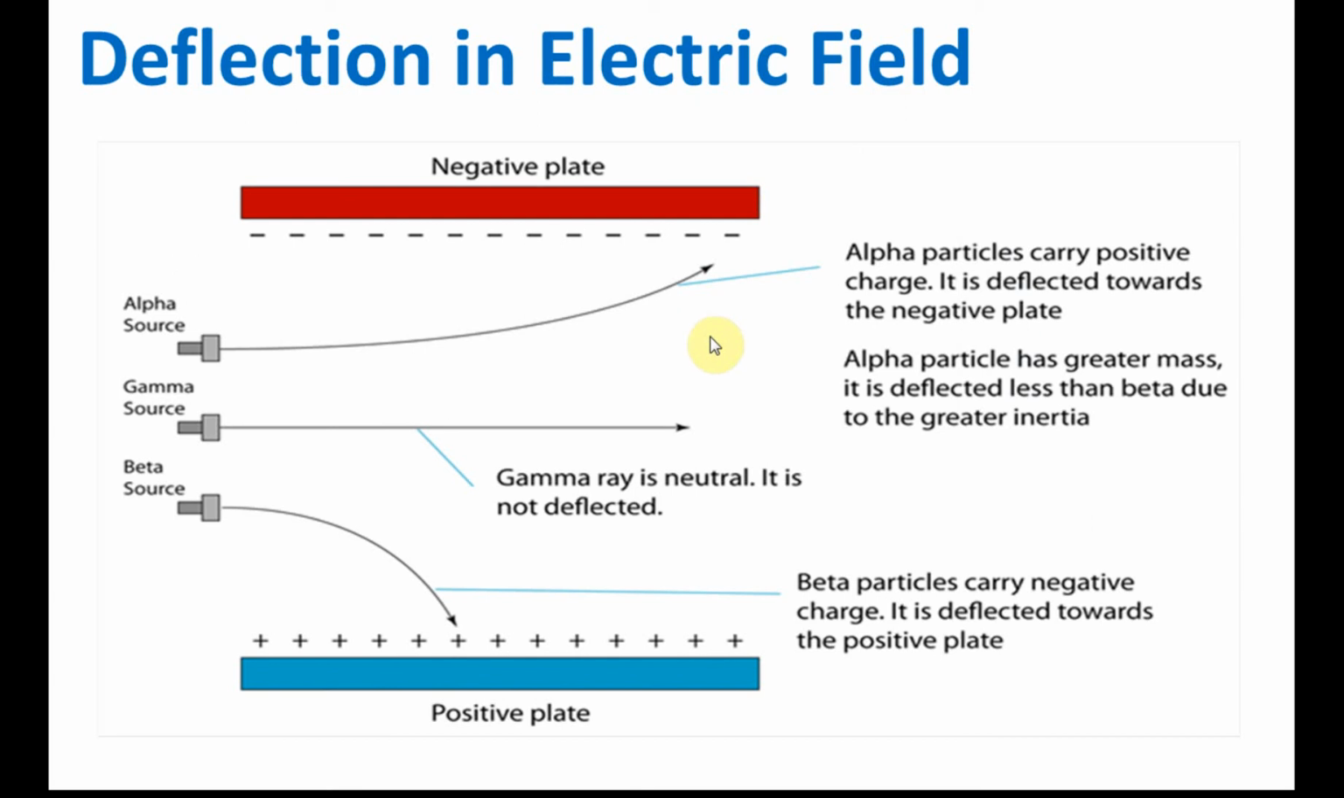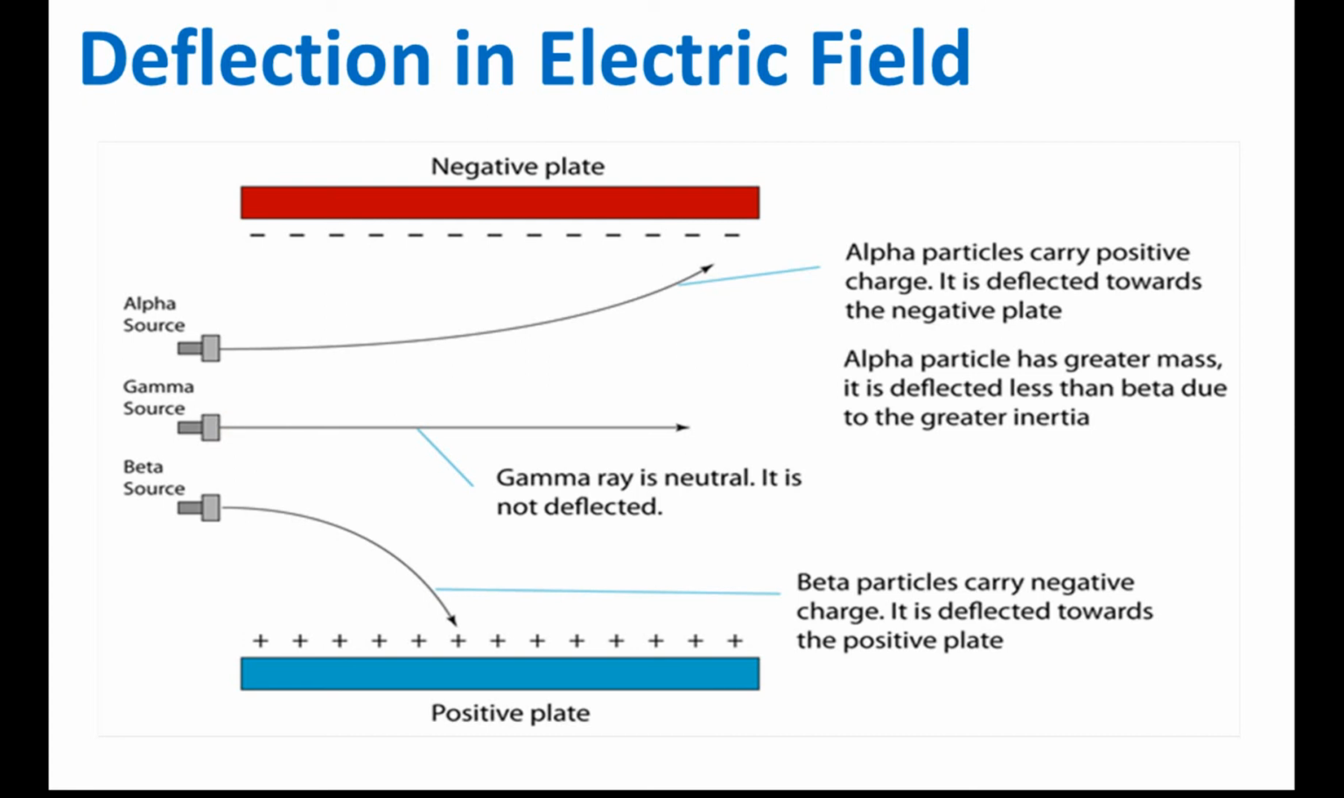Okay, deflections by electric field. Now this is related to the charge. Let's say we have a negative plate and a positive plate that create an electric field. Alpha carries positive charge, so it will be deflected towards the negative plate. Positive will be attracted to the negative plate. Beta has negative charge, so it will be attracted to the positive plate. And gamma is neutral, so it will not be deflected by the electric field.